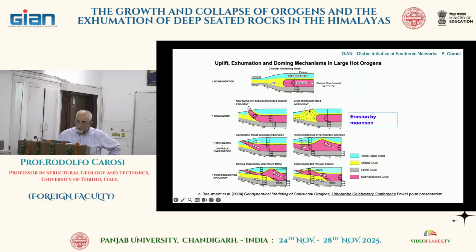With no efficient erosion, you have a lot of faults here, but the channel remains at depth with no exhumation. So more or less, in some way they are also able to explain the post-exhumation evolution, with the formation of the gneiss domes that now occur in the Tibetan Himalayan rocks, the North Himalayan domes.